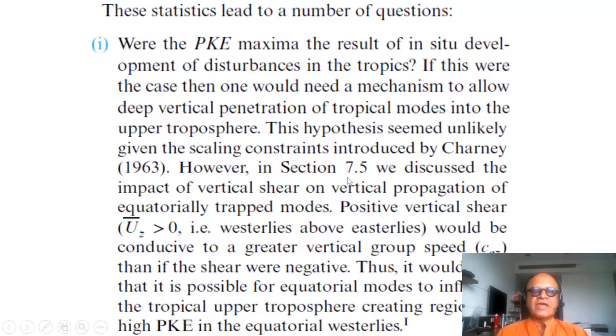However, we saw before that the impact of vertical shear on vertical propagation of equatorially trapped modes is very clear. Positive vertical shear, westerlies above easterlies, would be conducive to a greater vertical group speed, which means energy propagation, than if the shear were negative. Thus, it would seem that it is possible for equatorial modes to influence the tropical upper troposphere, creating regions of high PKE in equatorial westerlies.